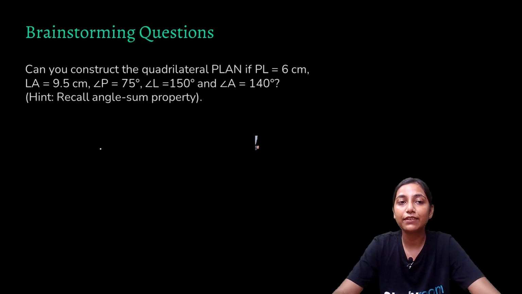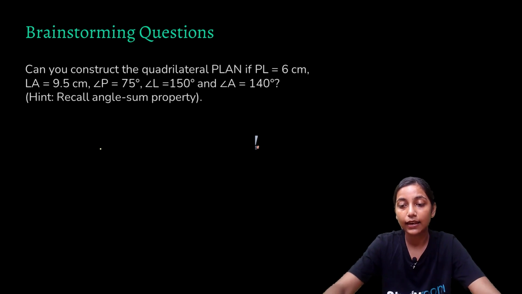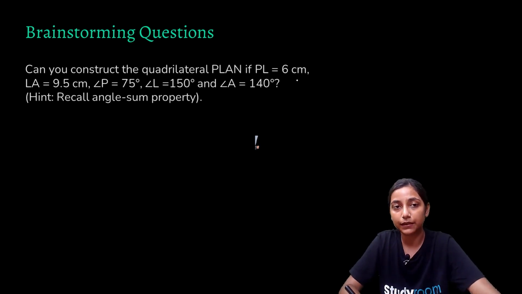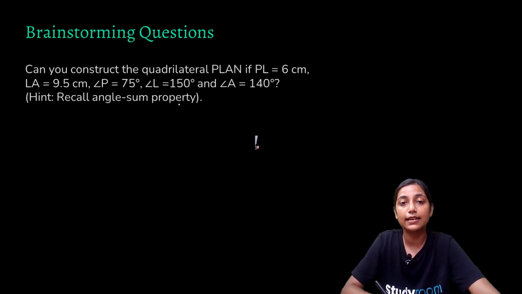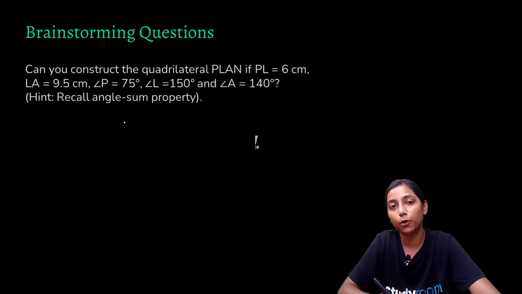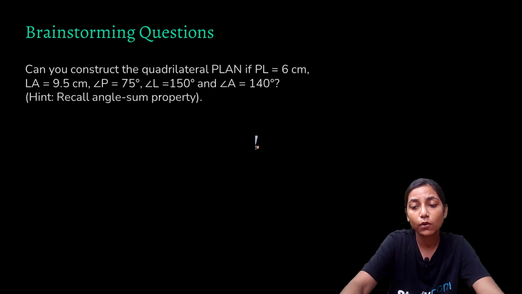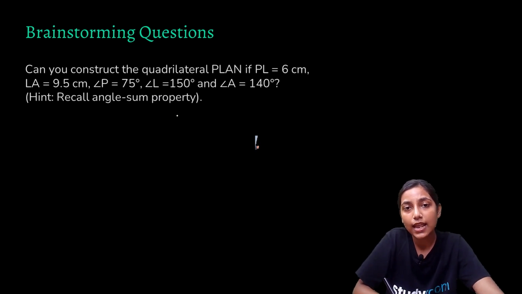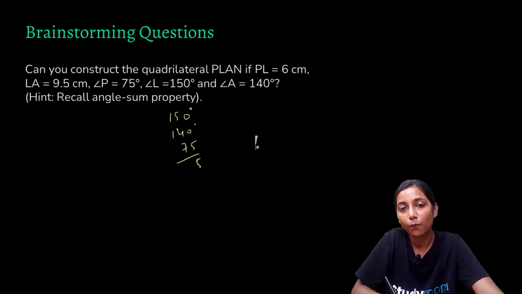Another brainstorming question that we have is, can you construct the quadrilateral PLAN? Now what is given to us? PL is 6 centimeters, LA is 9.5 centimeters, angle P is 75 degrees, angle L is 150 degrees, and angle A is 140 degrees. So see, all these things are given to us, and a hint is also given: recall the angle sum property. See, we have a quadrilateral PLAN, we have angle L as 150 degrees, angle A as 140 degrees, angle P as 75 degrees. This is going to be how much?